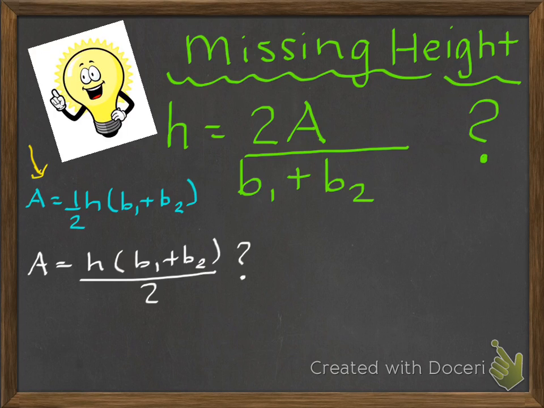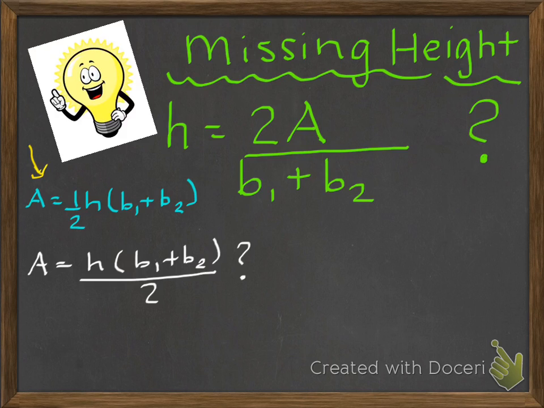So that's the original formula that we've been working with when we have the other known factors, the height and the bases. And now what they're saying is if you're missing the height, if you need to solve for height, then it's going to be 2a divided by b1 plus b2. So this is where it's important that you kept that a as a capital A, because that's the area of the entire trapezoid.